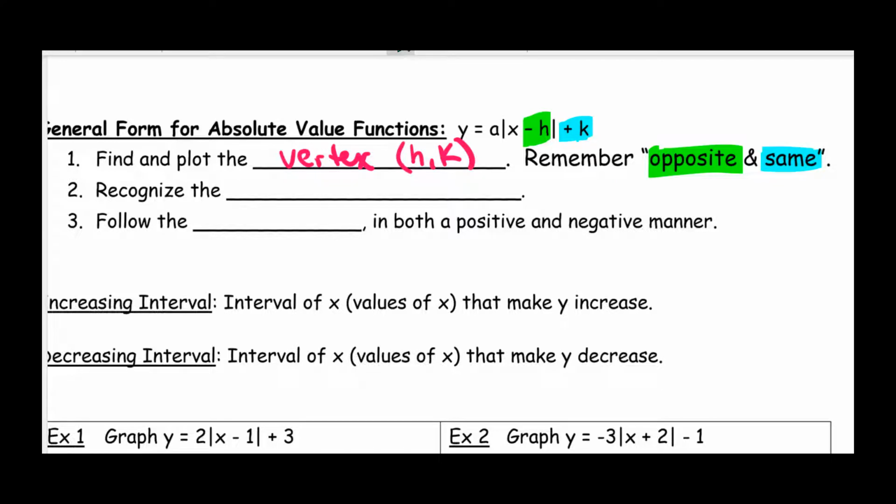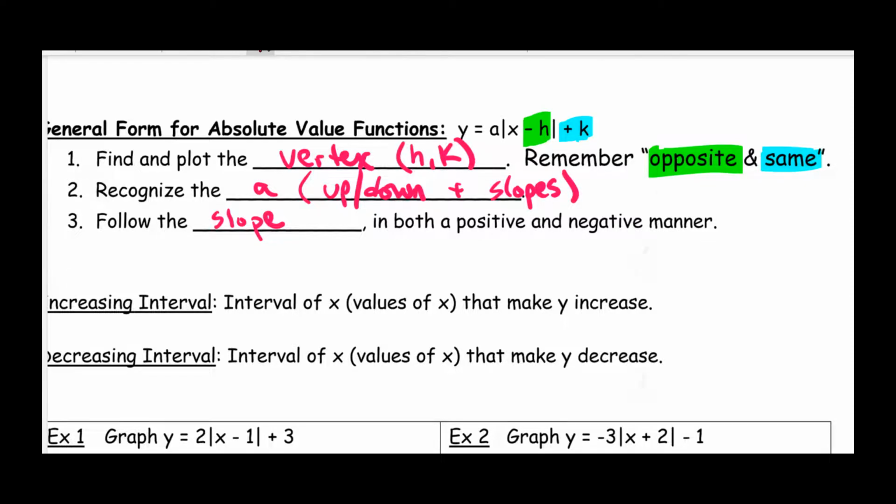Once we have that, the next thing that we take a look at is the a value. So that a value is going to tell us 2 things. It's going to tell us whether it opens up or down. And then the other thing it tells us, and I'm going to put a little plus here for and, is the slopes. So there are going to be 2 slopes that the a value will tell us about, and that is step 3: follow the slope in both a positive and negative direction. So those are going to be the 3 key features when you go to plot an absolute value function from the equation.